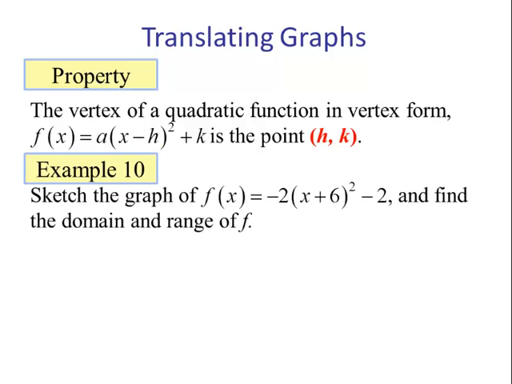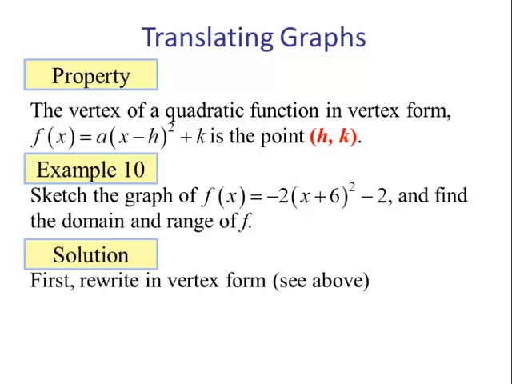Example 10. Sketch the graph of f of x equals negative 2 times the quantity x plus 6 squared minus 2, and find the domain and the range of f. So this is our first example where we're going to find the domain and the range of a quadratic function.